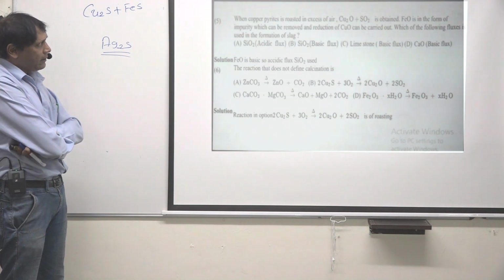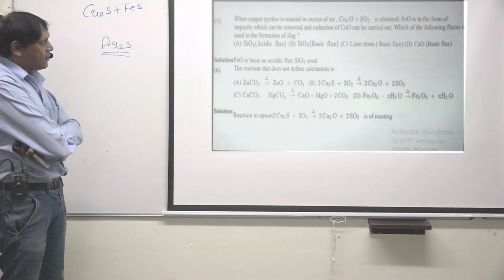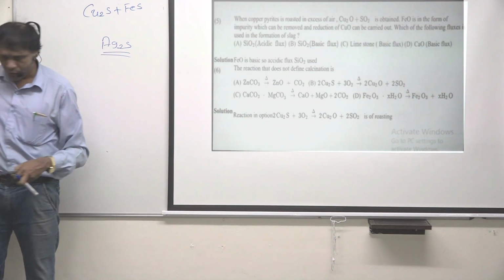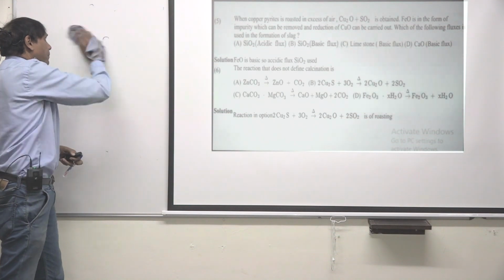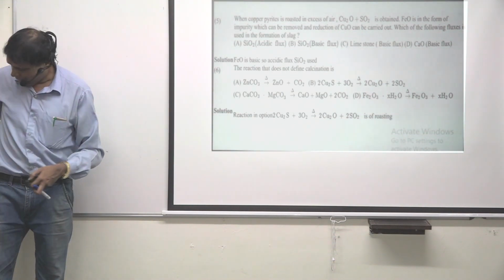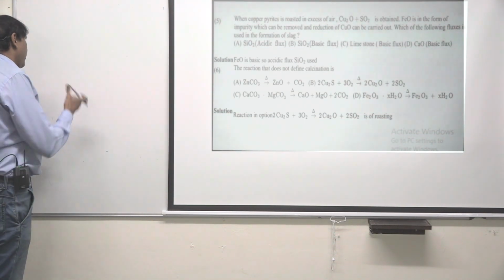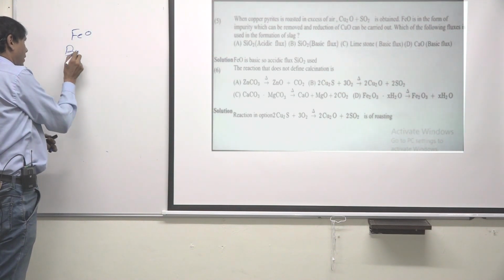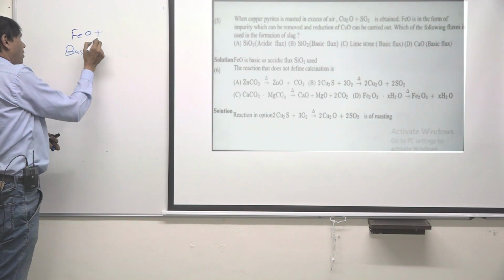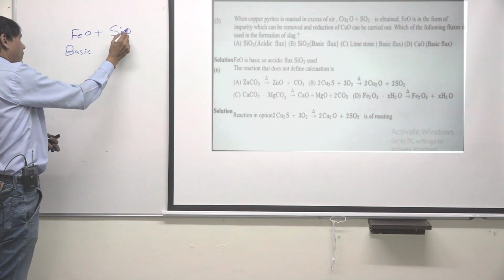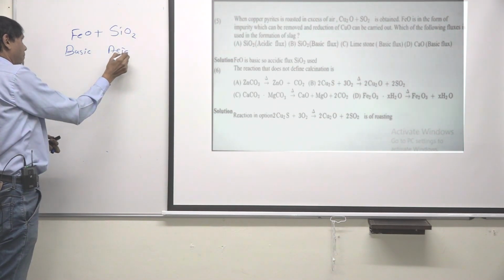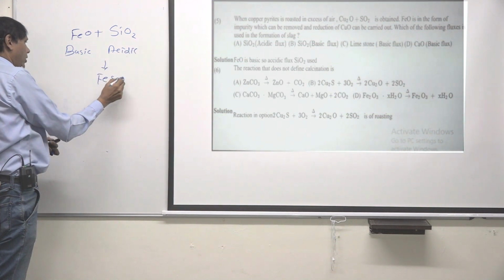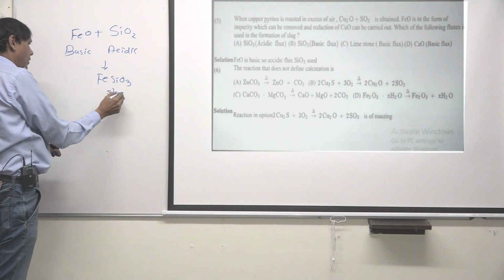Which of the following fluxes is used for the formation of slag? Now we know that iron oxide, the gangue particle, is basic. So the flux should be the opposite, meaning acidic. So it should be acidic, and that's why the slag obtained can be removed. FeSiO3 slag can be removed.